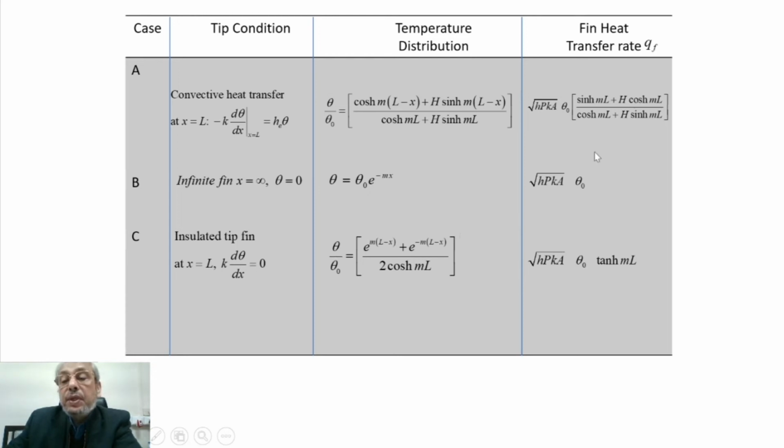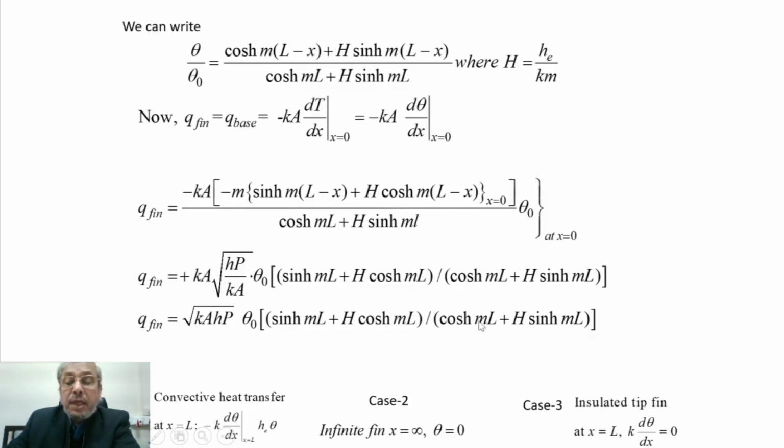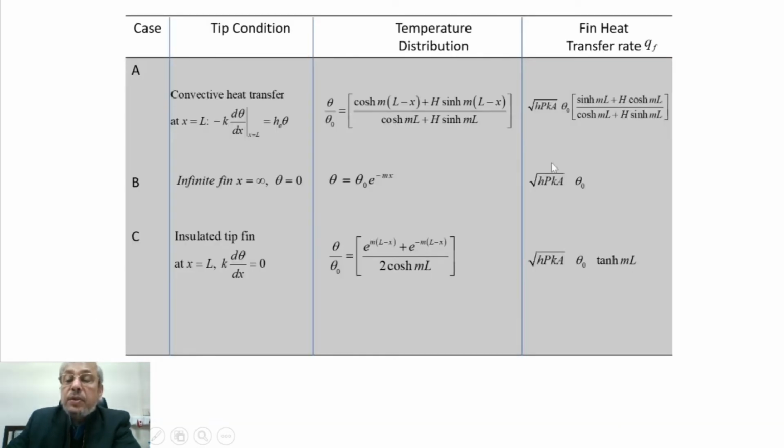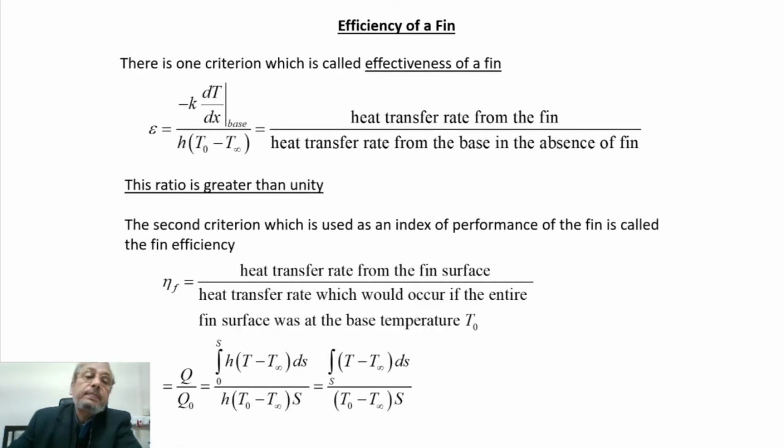And like these two cases, we have calculated Q for the convective cooling condition. This is the Q fin, and for the adiabatic fin, this is the Q fin. Exactly those expressions we have written here. And for the infinite fin, x equal to infinity, this is the Q fin. Now, for x equal to infinity, I have not derived it specifically. I have derived in detail the two cases A and C. B is very straightforward, and I am leaving it to you to derive.